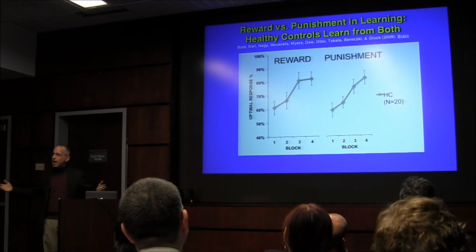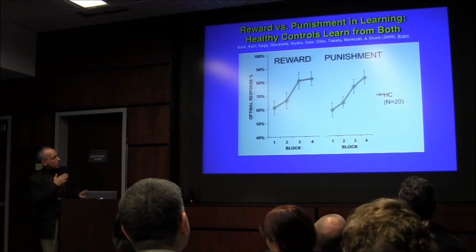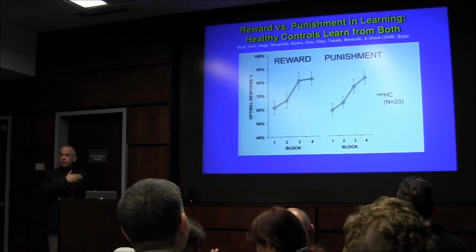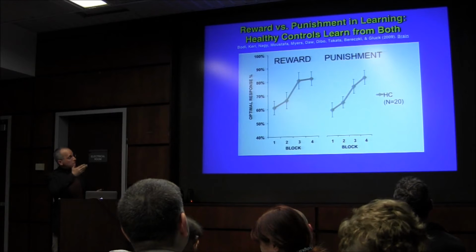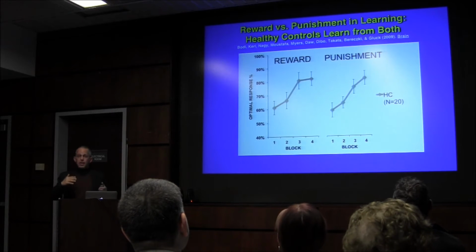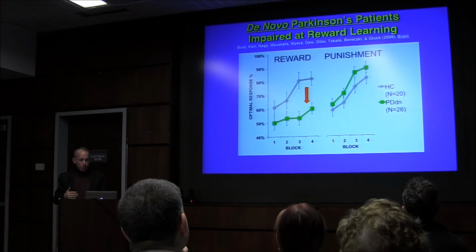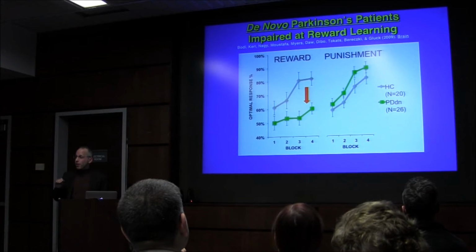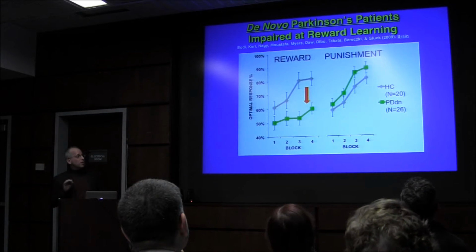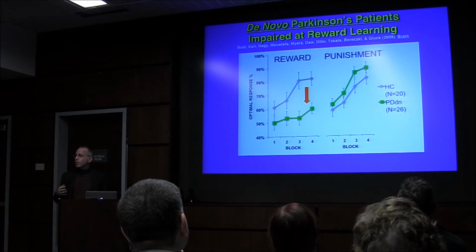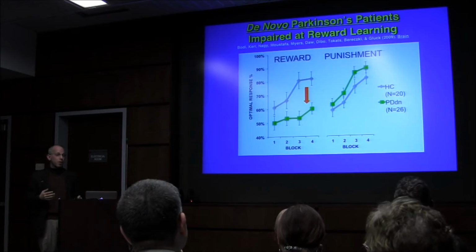So in this task, you can see with healthy controls, we look at how they learn from reward or punishment across blocks, usually about 40 trials per block, showing the optimal response, essentially the correct response. And healthy normals, people learn from both reward and punishment. However, de novo Parkinson's patients who've never been exposed to medication show a very selective deficit in learning from reward, but not from punishment, consistent with the idea that dopamine carries a reward-based signal.